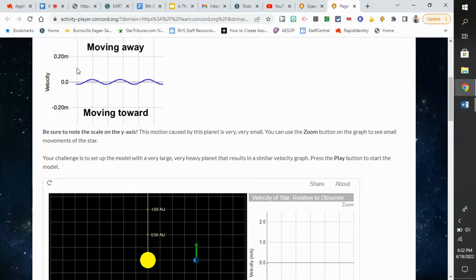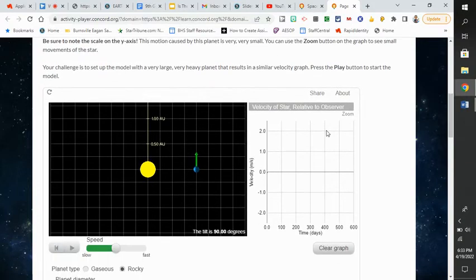So let's look at the graph. It goes from 0 to minus 0.2 to plus 0.2 meters. And it's a very small amount. So I don't know how much it's moving. If that's 0.2, then 0.1 meters would be about here, 0.05. So maybe 0.03, 0.025. It's very small. So we have to try to replicate that with a very large, very heavy planet. So let's do that first.